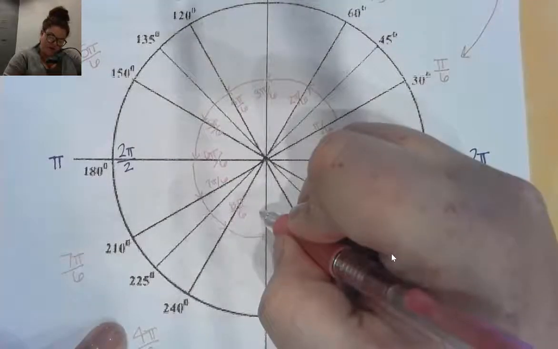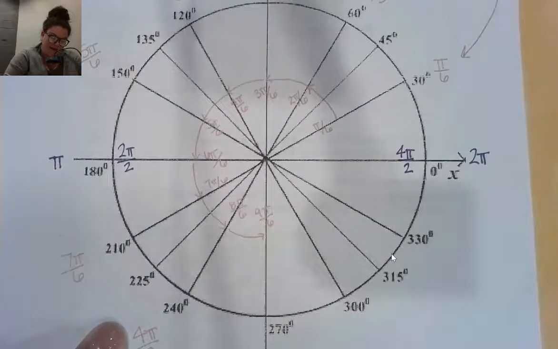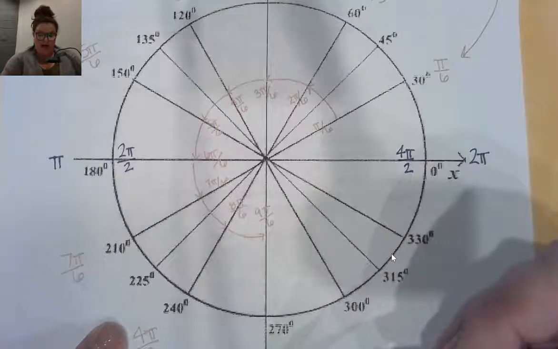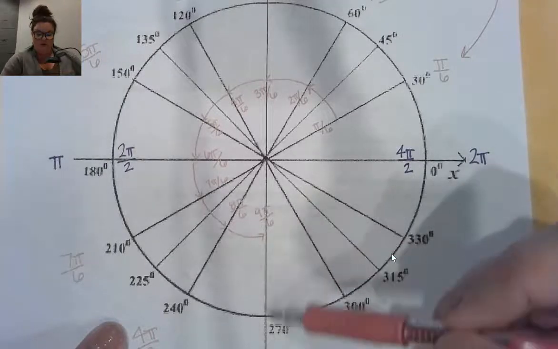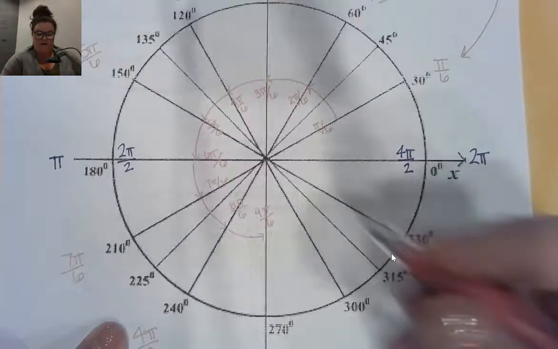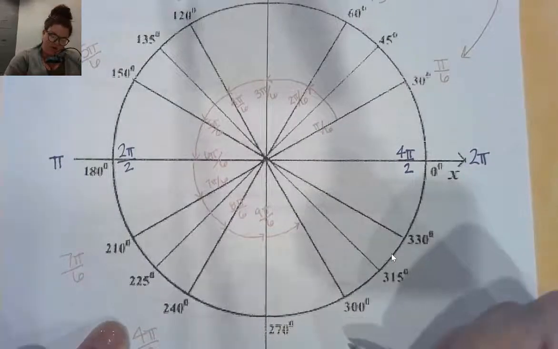And then I go another 30 degree measure, and we're up to 9 pi over 6. And 9 pi over 6, notice, reduces down to 3 pi over 2, which is what we have this 270 degree measure labeled as.